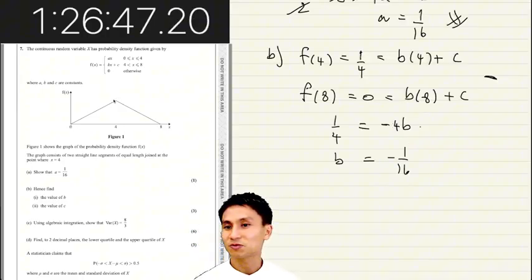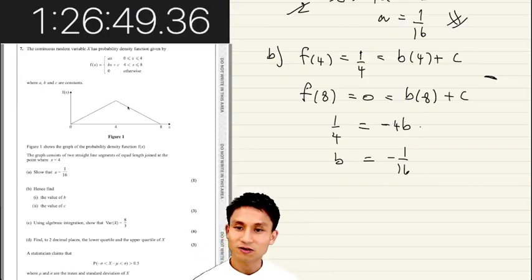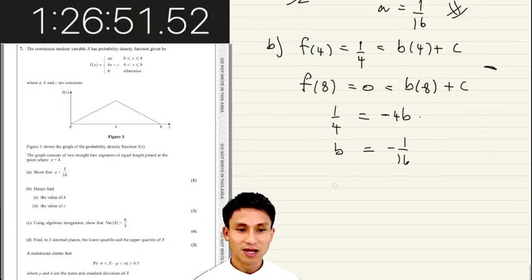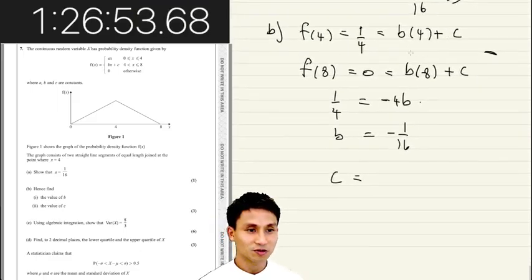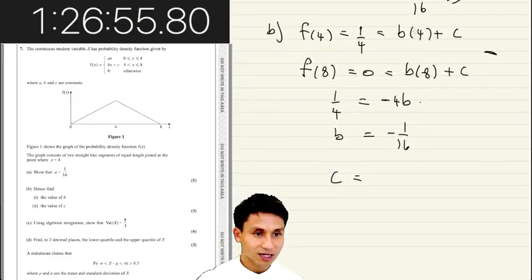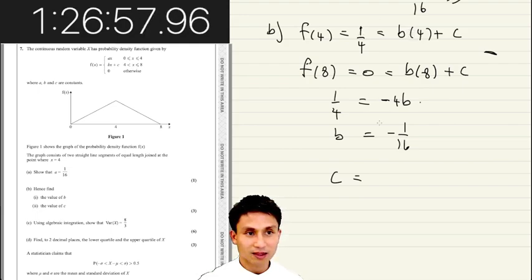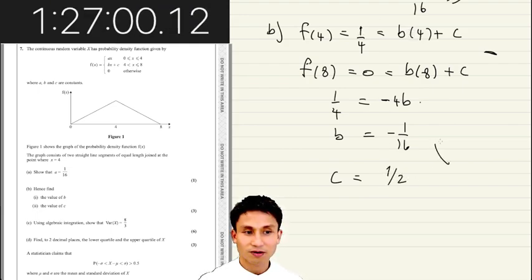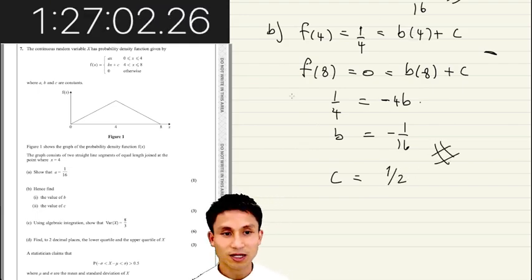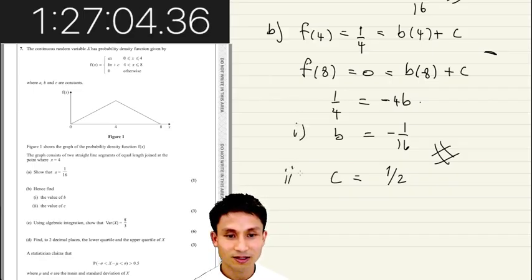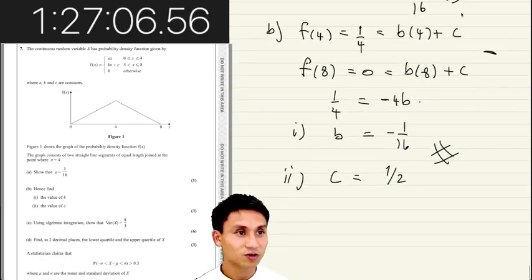The gradient of the first part is 1 over 16. The gradient of the other part is minus 1 over 16. And then c would be equal to, substituting back, 1 over 16 times 8 equals 1/2, so c is 1/2. That's b quickly, because I'm running out of time, guys. I guess you can excuse me on that.